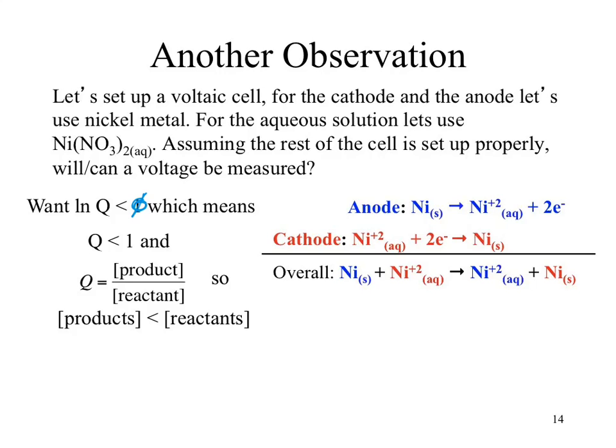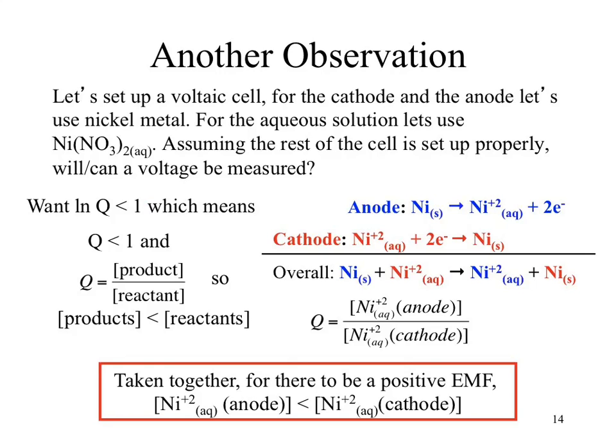So where does this become important? How can we remember this? Q in this case is the nickel concentration at our anode divided by the nickel concentration at our cathode. That's what we need to use for our Q value to generate a positive cell potential. The concentration at the cathode needs to be greater than the concentration at the anode.